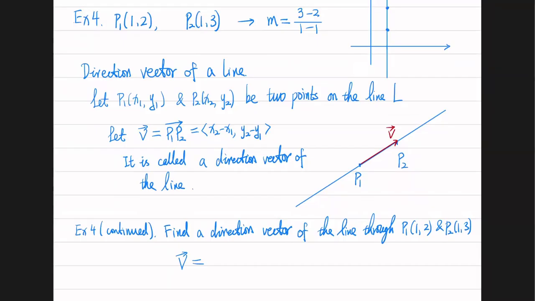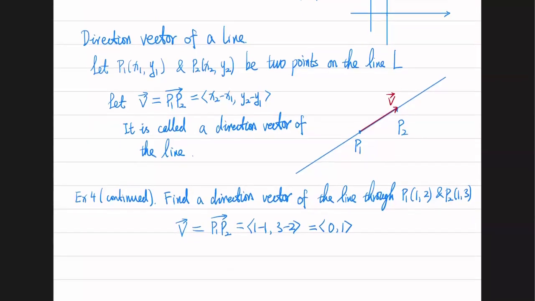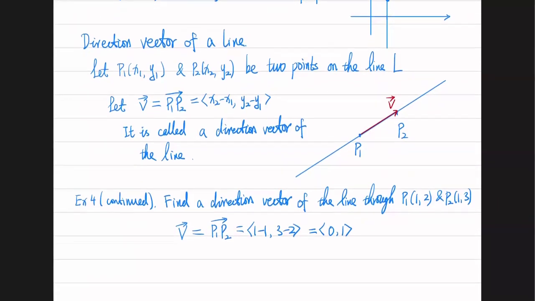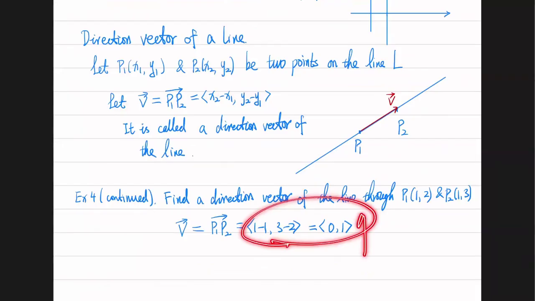Jessica, are you working on the problems? Okay, that's basically just 0 over 1 then. Because it's basically 1 minus 1 over 3 minus 2. That's just a direction vector. It's just going to go 1 up. So you can see for this line, the slope does not exist, but we can find the direction. The direction goes 1 up.